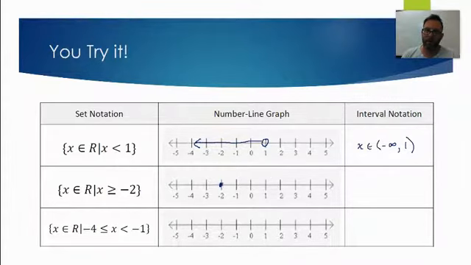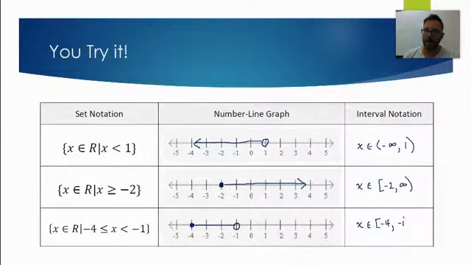Greater than or equal to negative 2, solid dot because we're including it, arrow moving forward above it. Here, we're including negative 2 as a lower value. Anything over that going to positive infinity. And finally, we have a range between minus 4 and minus 1. Minus 4 is the lower value. We're including it. Minus 1 is the upper value. We're not including it. Solid line. In interval notation, lower bound is minus 4, included, square bracket.